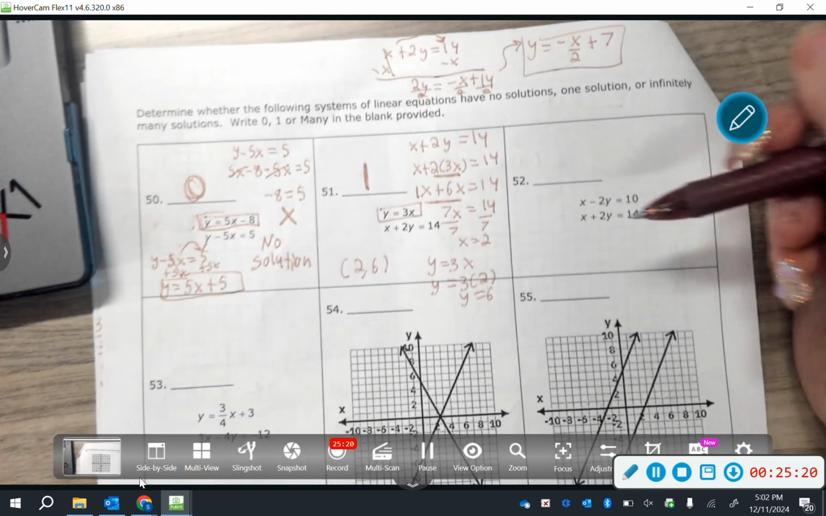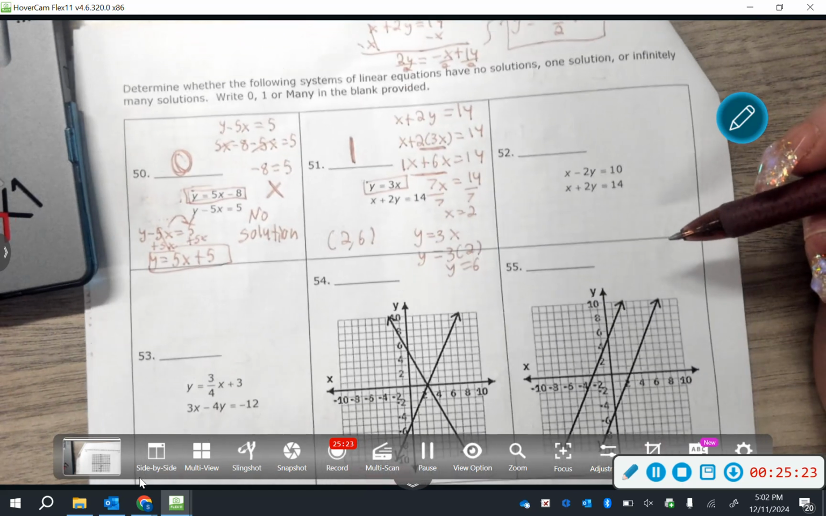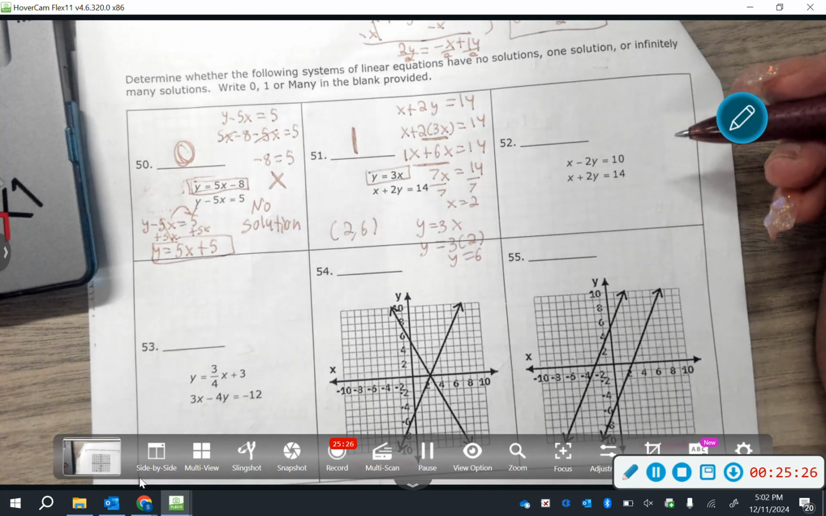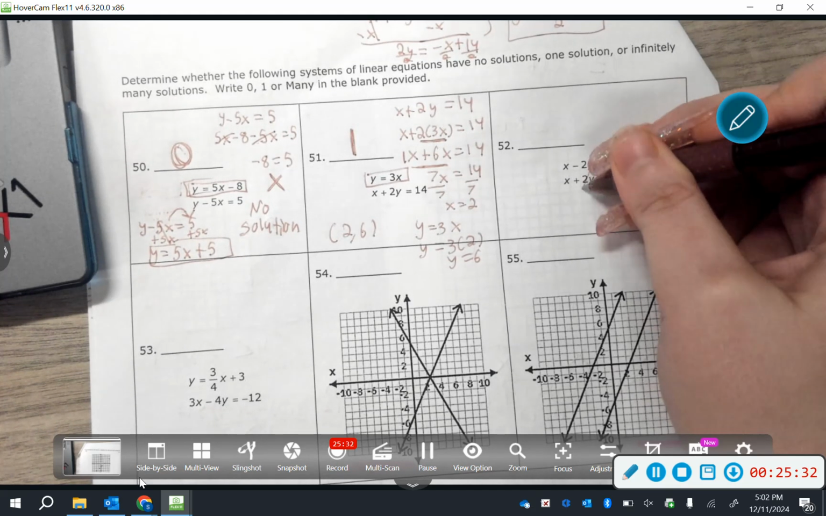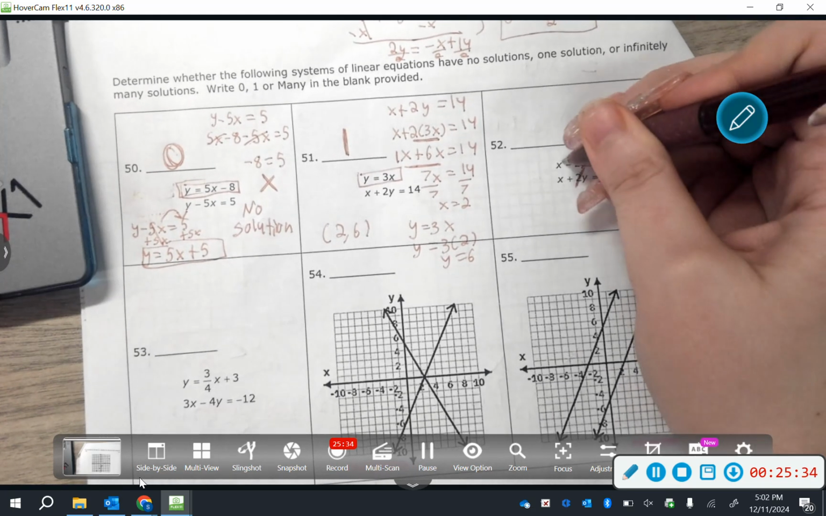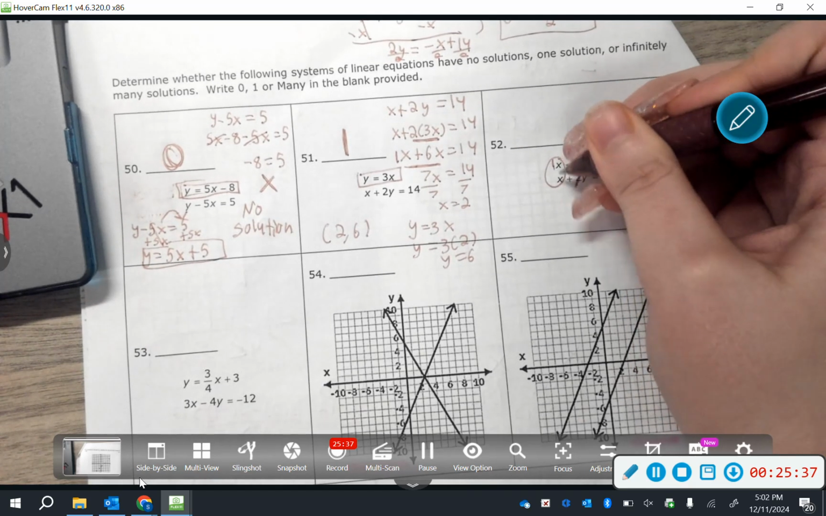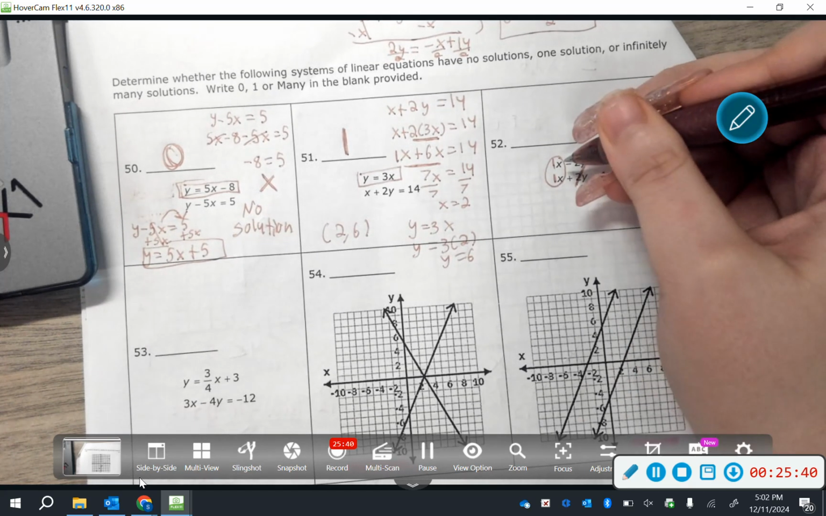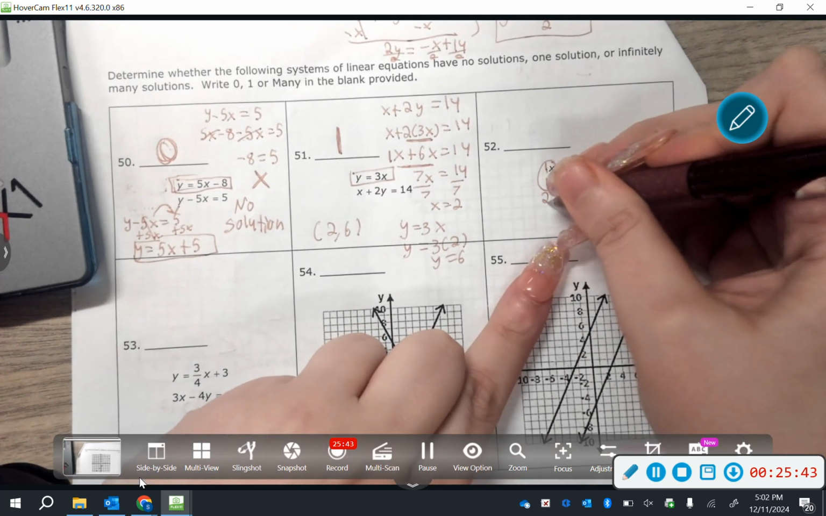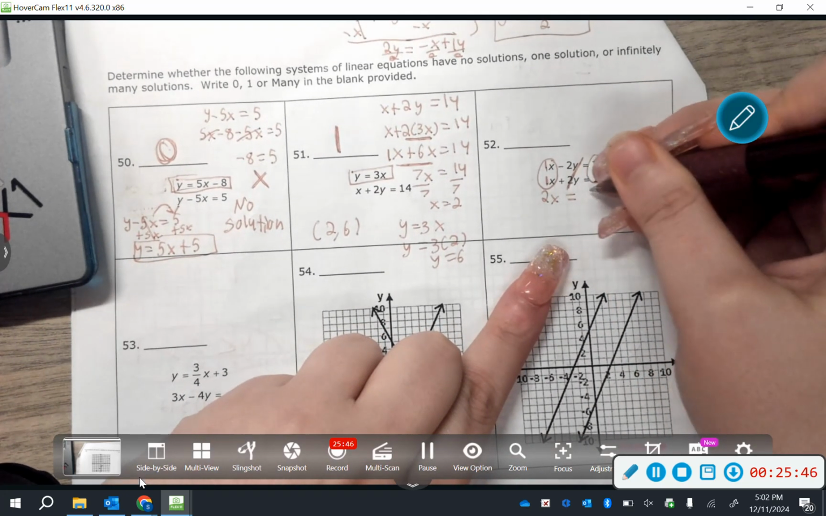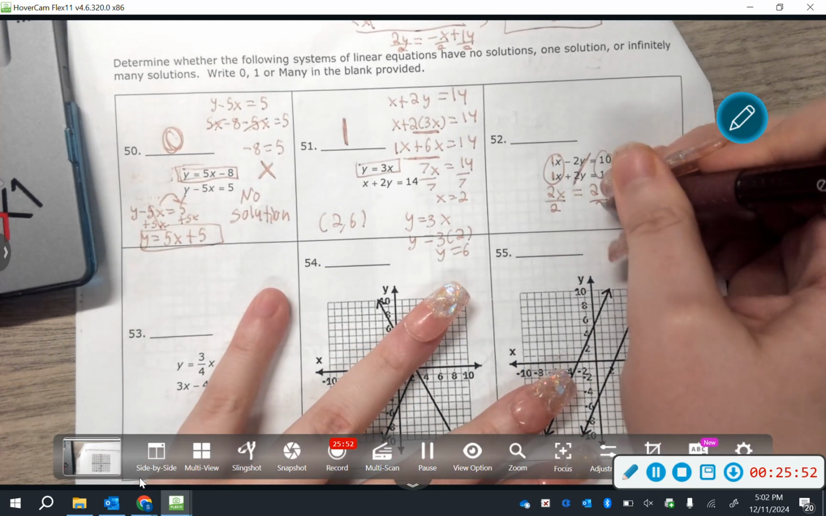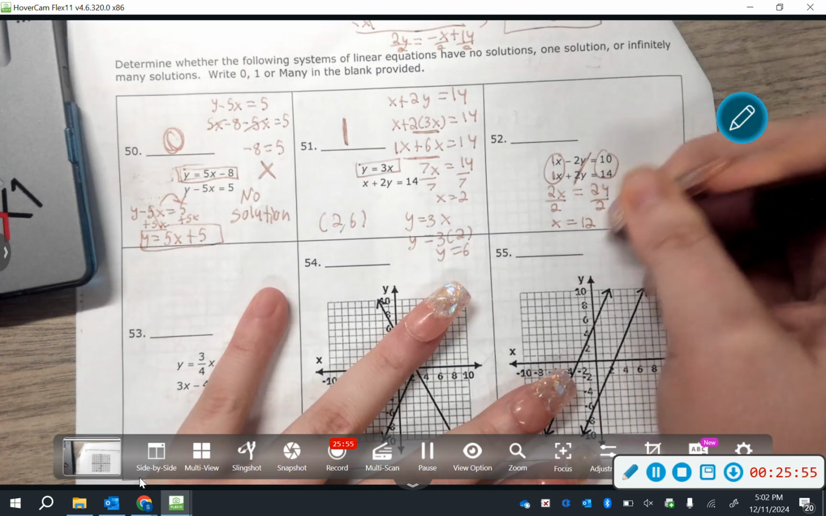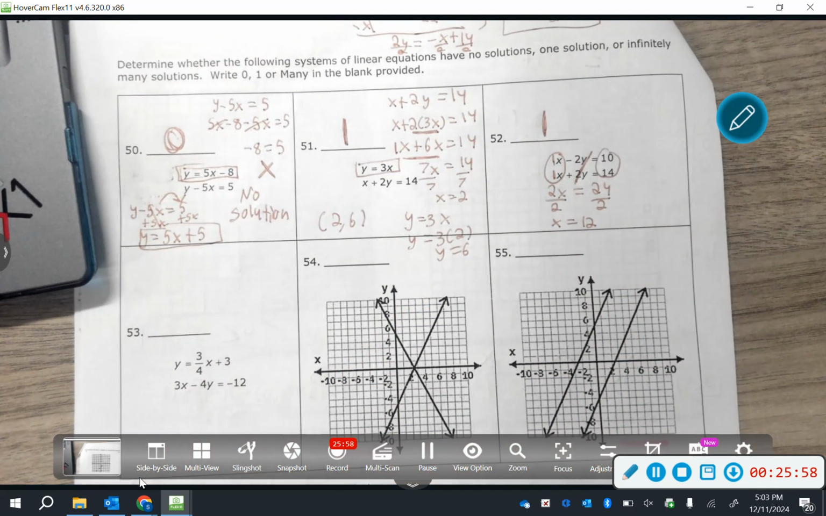Or, on this one, we're not substituting because there's nothing that's by itself. But we can eliminate because we have a zero pair. We have opposites. If you're looking here, my negative 2y and my positive 2y cancel out. Then I combine what's left. Well, 1x, because if there's no number in front, there's an invisible 1. 1x plus 1x equals 2x equals 10 plus 14 is 24. If I want to solve for my x, I would divide by 2. X equals 12. If you get a number, we already know for sure we're having one solution.